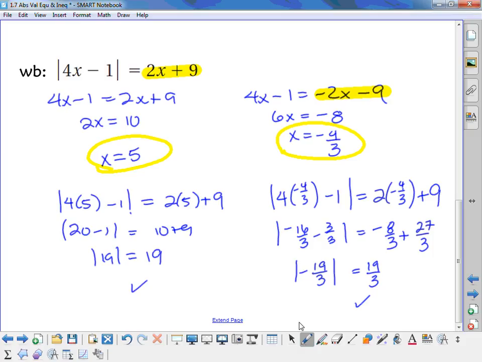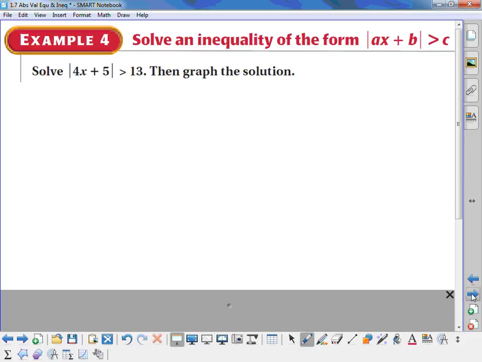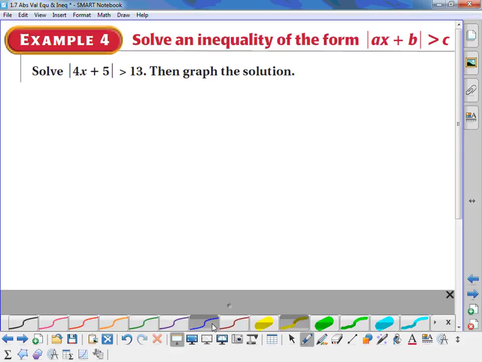All right, so then we'll talk about inequalities. Inequalities are very similar to the equations. We still have to write two inequalities. We have to write a positive and a negative k.